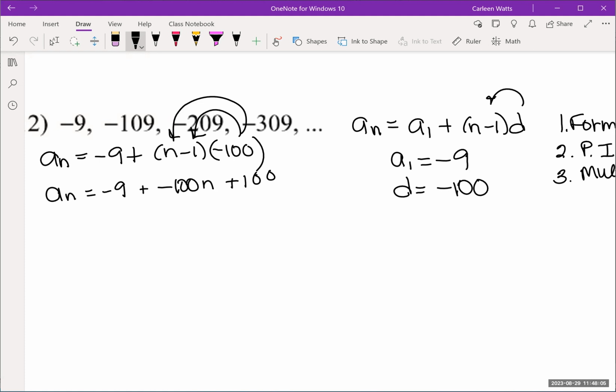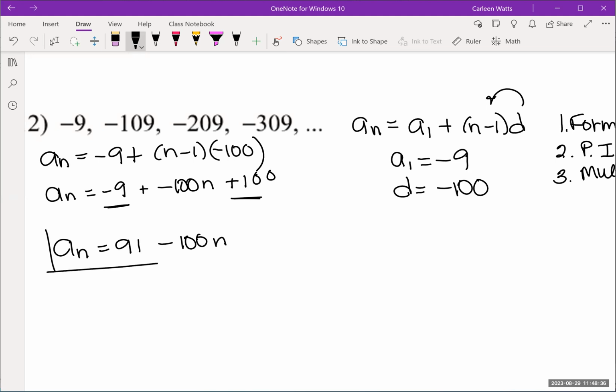Okay, double check my work. Did I make any sign errors? There's a lot of negatives going on. Looks right to me. Okay, combine like terms. Okay, that's a little confusing with the 9s and the 8s. That's 91. Yeah, 91.